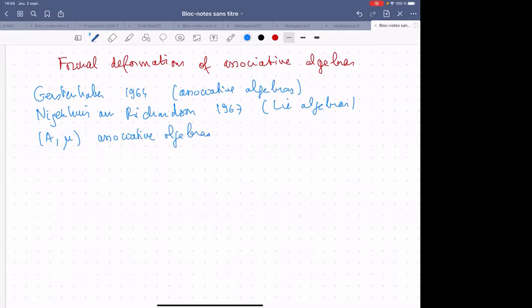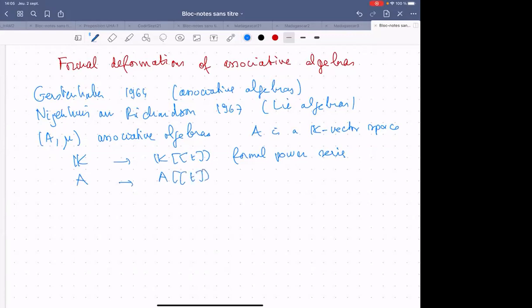Yesterday, we have seen that if we consider A as a K vector space, the main idea here was to extend this base field K to K[[t]], formal power series with parameter t. And yesterday we have seen that we can also extend any vector space to its corresponding formal power series space, A[[t]].